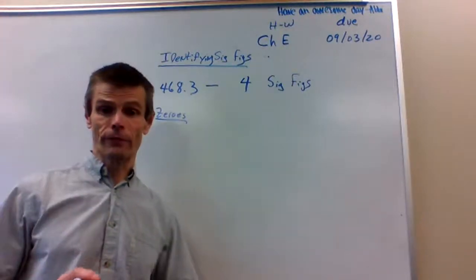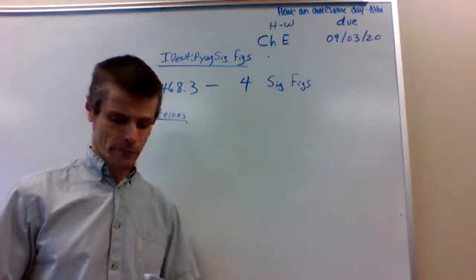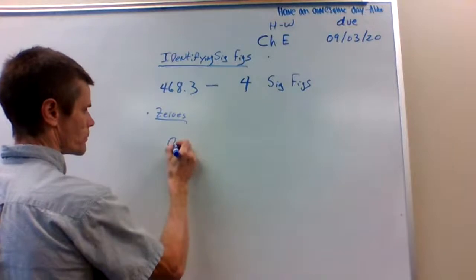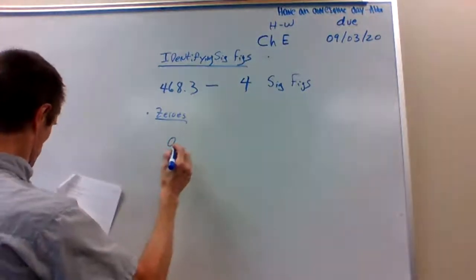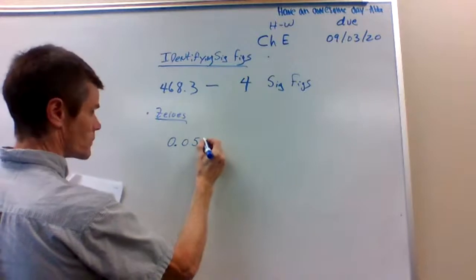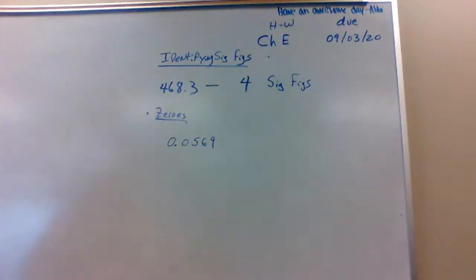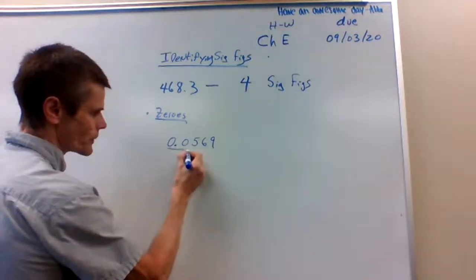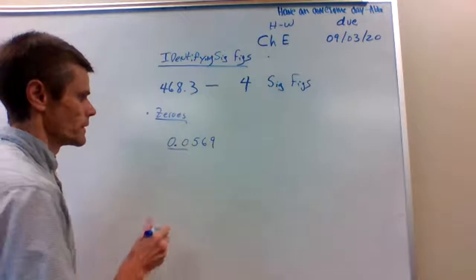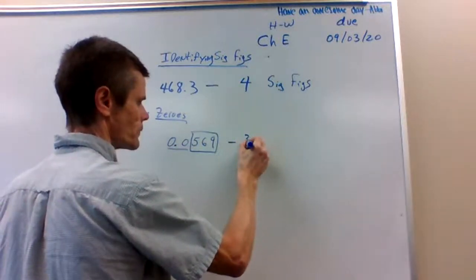Zeros to the left of the first non-zero digit, not significant. Let's look at a number. Now, these zeros out here are not significant. They simply mark decimal position. This number only has 3 significant figures.